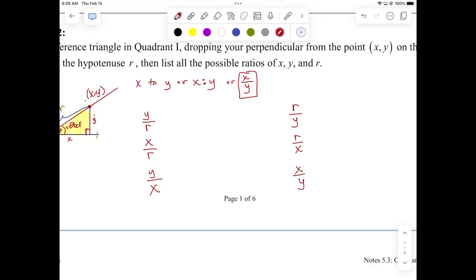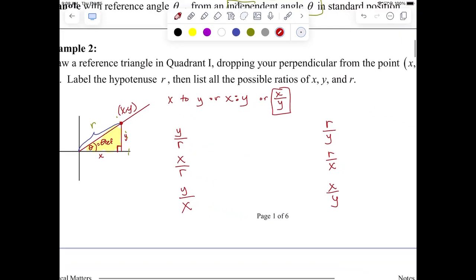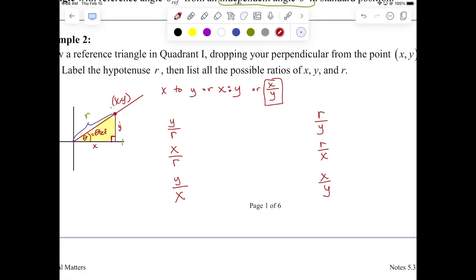So I claim that these are the only ratios that you can take for this given triangle that's determined by our unique choice of theta, right? Now, we're going to be referring to these ratios by name, but I don't want to just say, hey, you, y over r. Hey, what's up, r over x? Hey, y over x. We want to give them names.